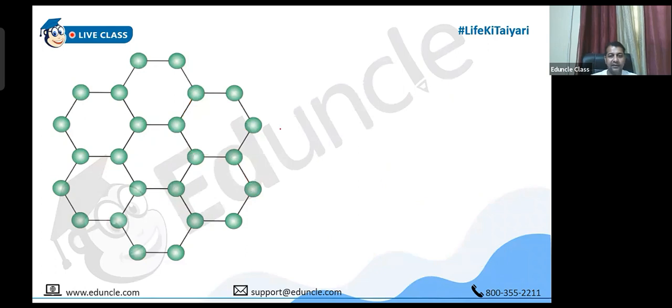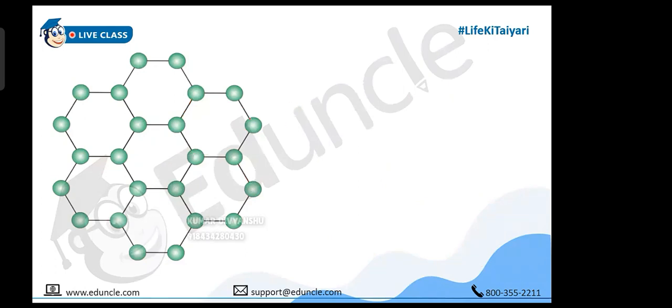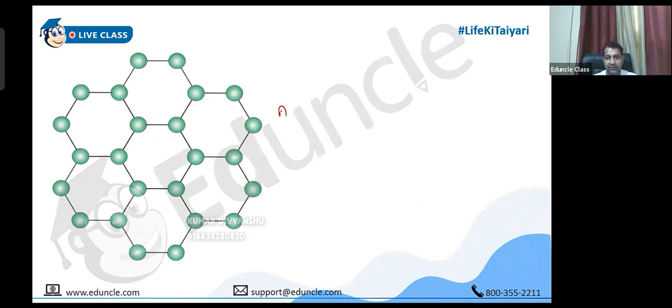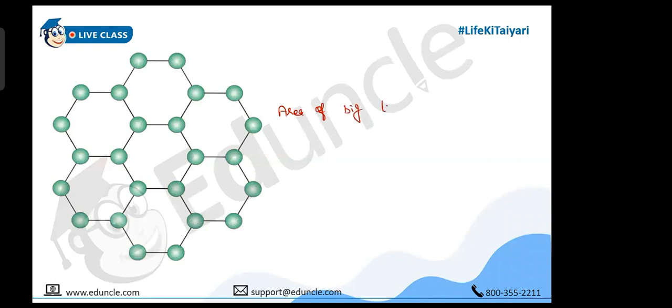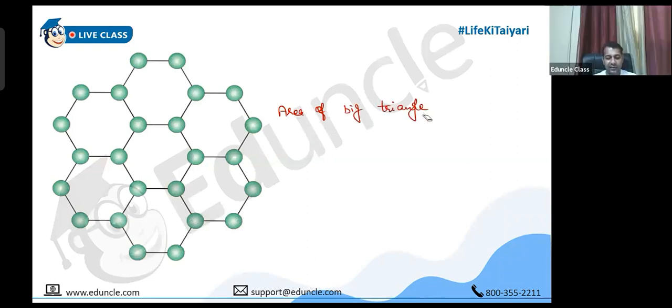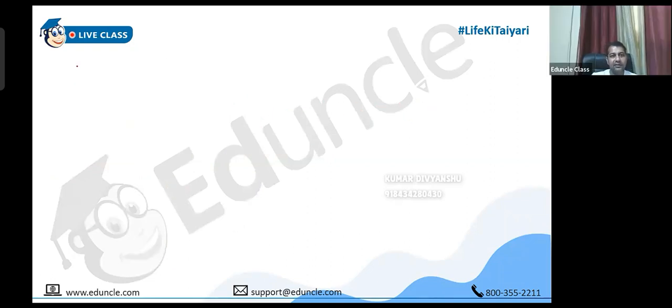So area of big triangle. Can I write it on the next slide? Because there is less space. Area of big triangle will be root 3 by 4 side square.